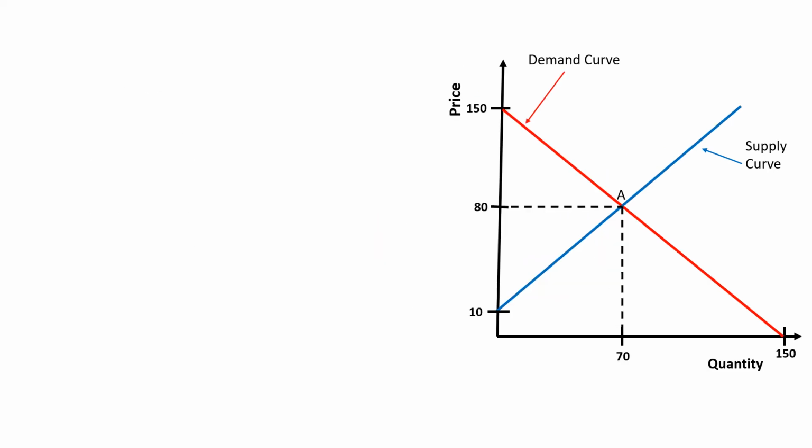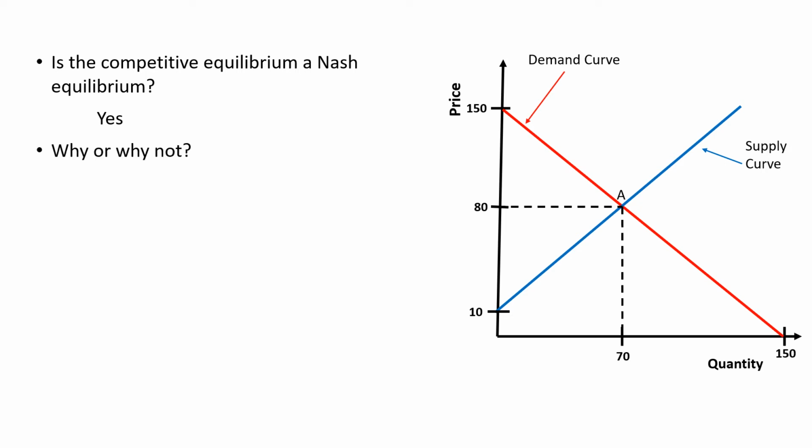The next question is: is the competitive equilibrium a Nash equilibrium? And the answer to that question is yes. The question was simply asking whether the point A that we found as a competitive equilibrium is a Nash equilibrium, and the answer is yes. The reason is that both players in this case, the buyers and the sellers, will be acting in their best self-interest to arrive at point A. And once they arrive at point A, they will not have any incentive to change their behavior.